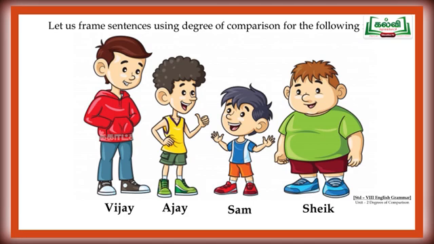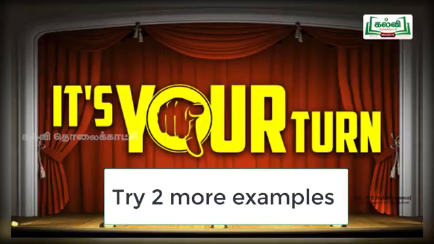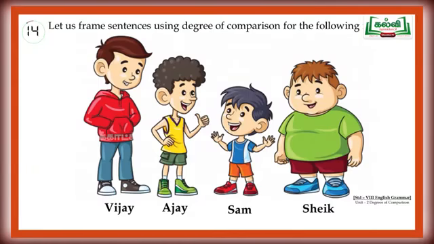Vijay is taller than Ajay, or we can say Sam is shorter than Ajay. Sheikh is fatter than Sam. Ajay is slimmer than Sheikh. Sheikh is the fattest of all. Like that, we can frame many sentences by using the degrees of comparison. Degrees of comparison is used to compare either two things in the comparative form or at the highest degree in the superlative form.